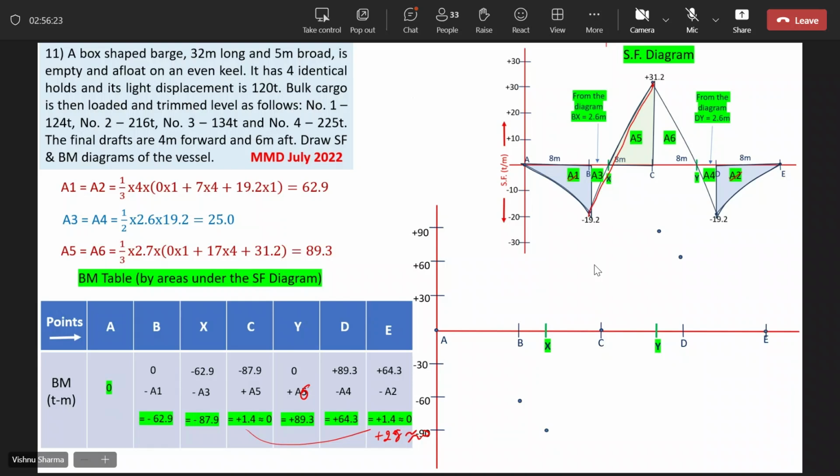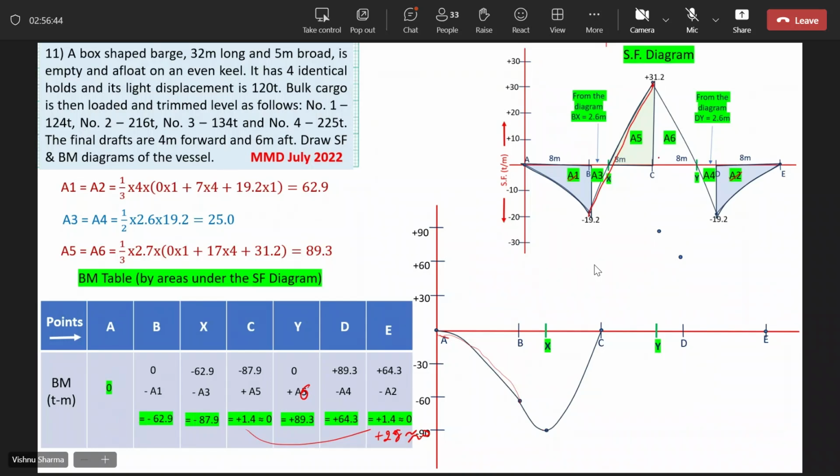Now, A to B, you can take it as a triangle from vertex to base. So the curve will be somewhat like this. A to B will be somewhat like this. Second, it can be taken as a triangle from base to vertex, so steep and then becoming 0.